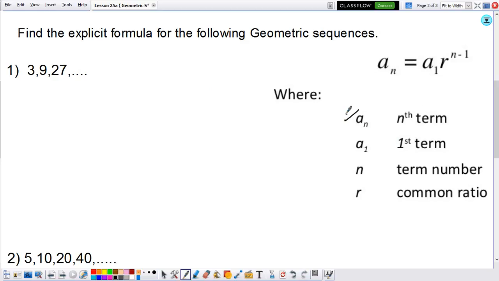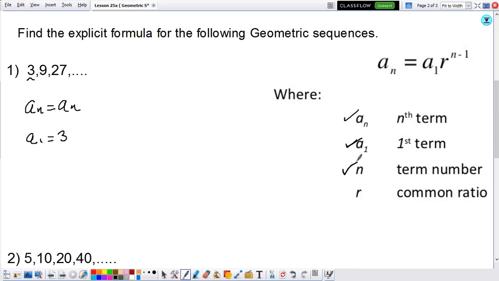An is basically the nth term, but in this case, if they just want the formula, An stays as An. Now the first term, well, we're going to look at our sequence here. What was the first term in that sequence? Here the first term is 3. So that says that A1 has a value of 3. So we're done with the second.